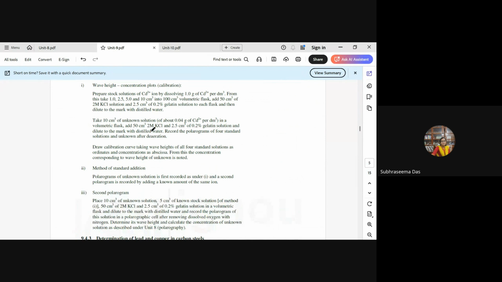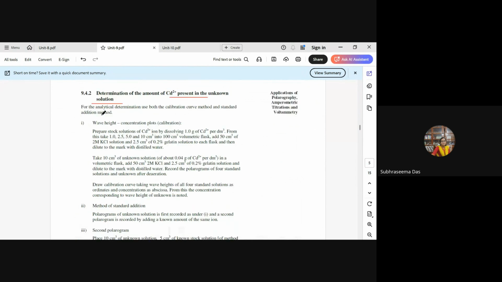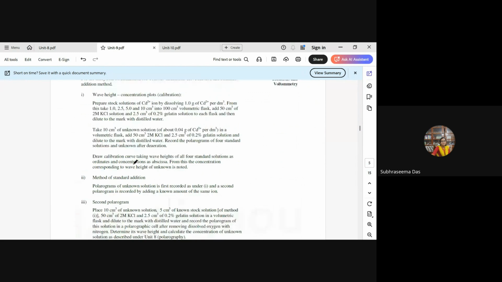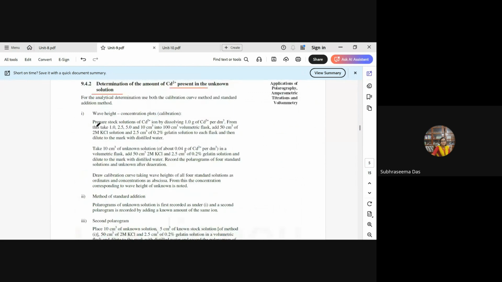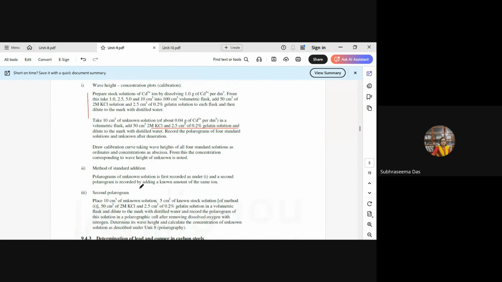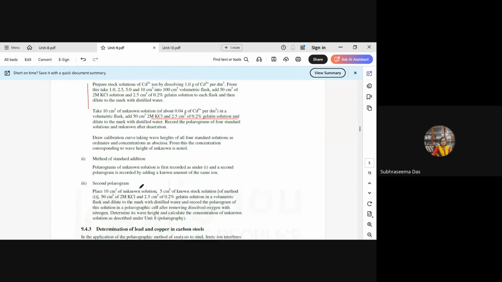So here, by using the calibration curve method and the standard addition method, it can be done. Then what is the calibration plot method? First, it involves the preparation of a stock solution of cadmium. Then we will take the unknown solution, add KCl and gelatin solution, and compare it with the calibration curve that we have previously obtained. So this is the calibration curve method.